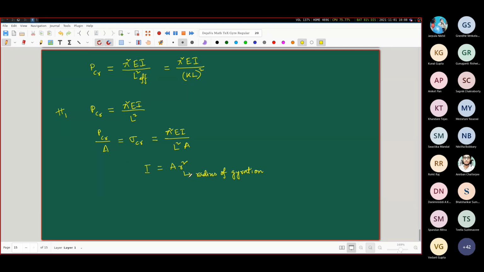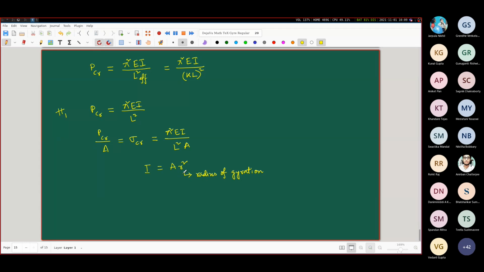Around the axis of concern, there would be a certain radius where you can consider the entire area to be concentrated. Back in +2, it was the entire mass that was concentrated at that radius. Here the entire area is concentrated at the radius.